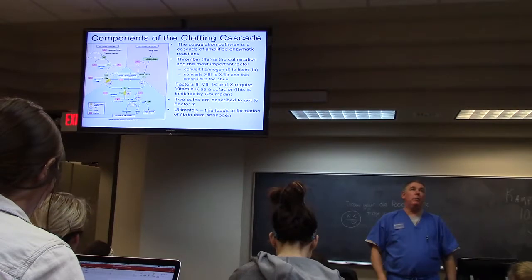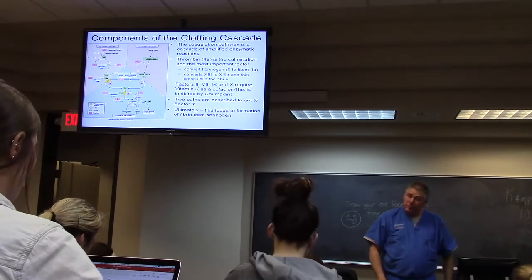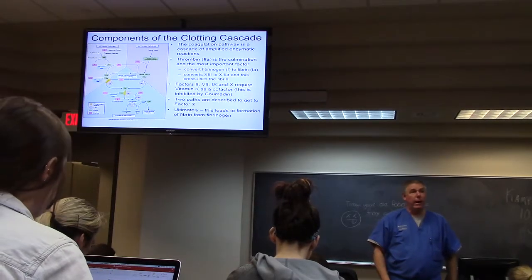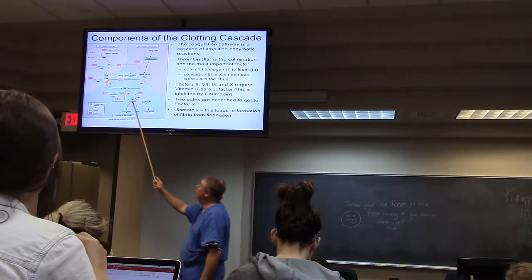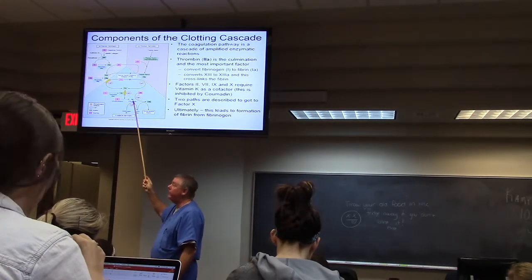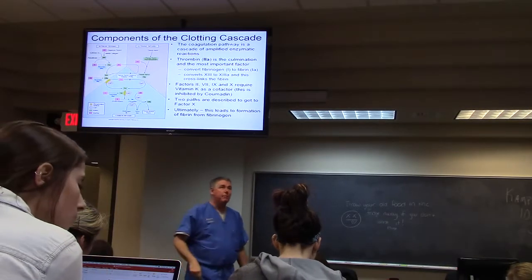All right, components of the clotting cascade. We've got the extrinsic pathway, the intrinsic pathway, and they come together in a common pathway, leading eventually to thrombin, which again, for the 50th time, converts fibrinogen to fibrin. Okay?